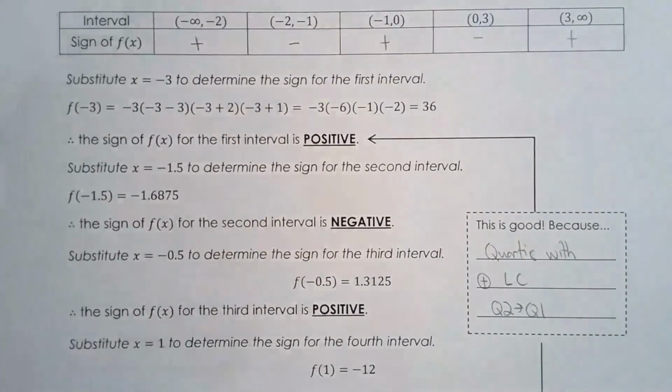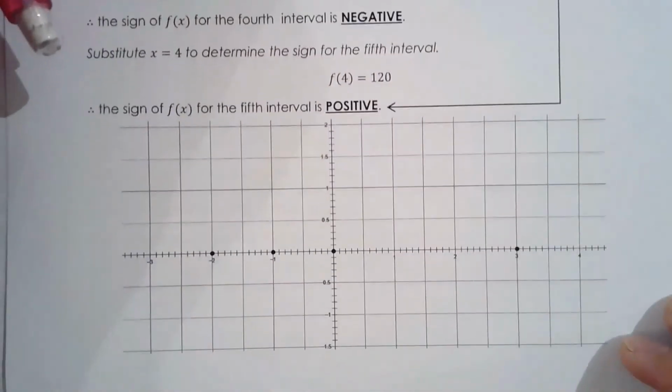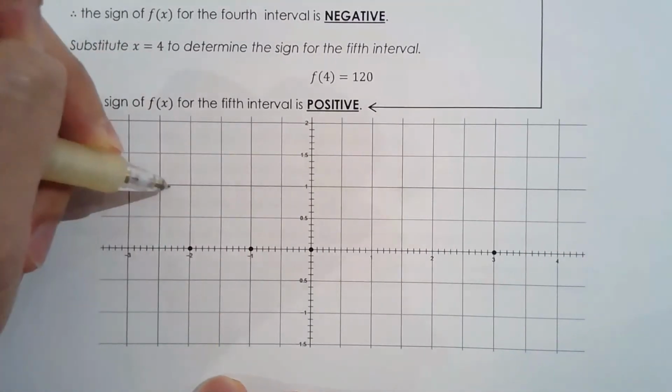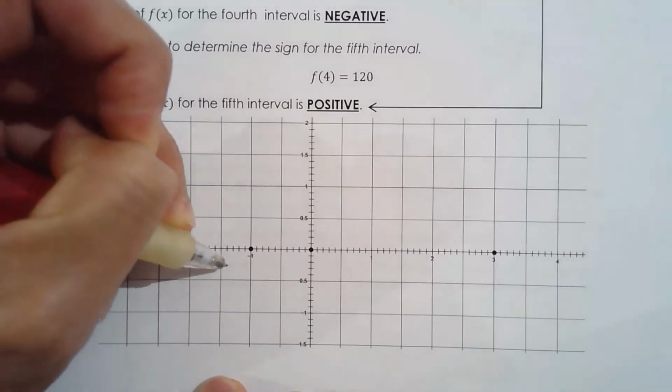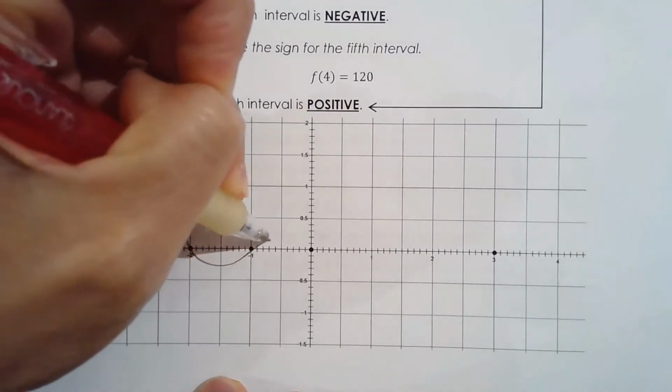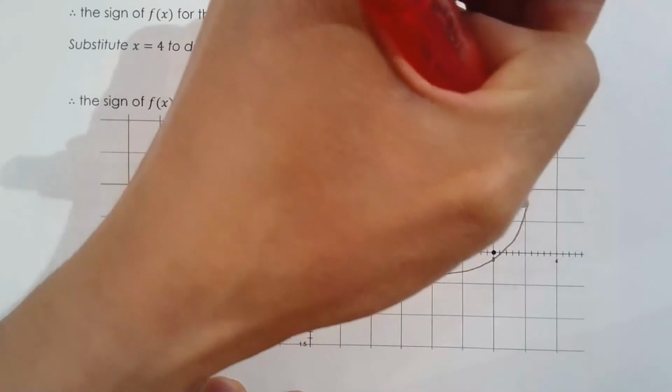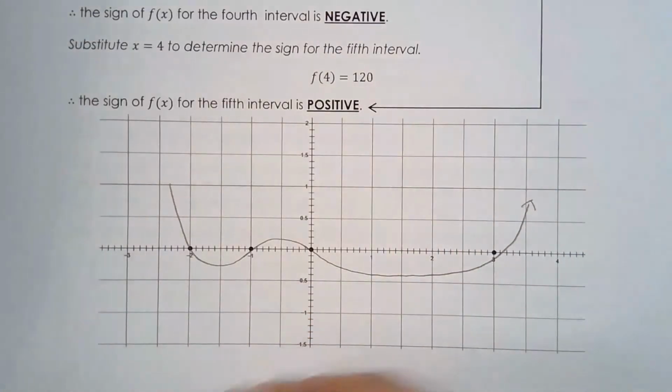Okay, so what we're going to do is now graph this. So it's positive on this interval, then negative, then positive, and negative again. Oops, and then positive. That was not pretty. Let's try that again.